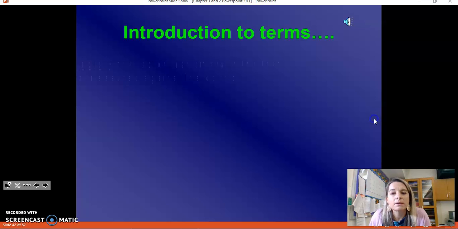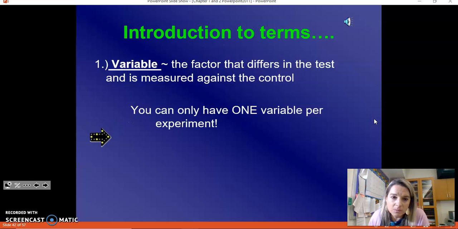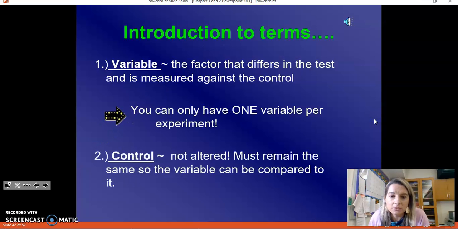So there are a few things that you need to know here. Variables and controls. So the variable is what you change and it's what you measure, and you can only ever have one of them. So if I'm going to do a plant experiment and I have bean plants and I want to measure the effect of water on the bean plants, I can only change the amount of water. All plants have to be beans, all plants have to be in the same amount of water, all plants have to have the same amount of sunlight, all plants have to have the same air quality, the same temperature.